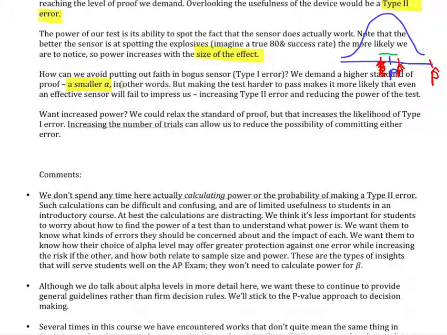So we can pick a smaller alpha to avoid this type 1 error. But making the test harder to pass makes it more likely that an effective sensor will fail to impress us. So this, of course, increases the chance of a type 2 error and reduces the power of the test. I think this one's a little bit more subtle to understand, but this is a great example. So read it back to yourself a couple times and see if it makes sense to you.